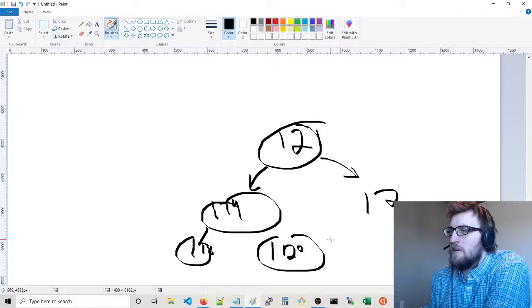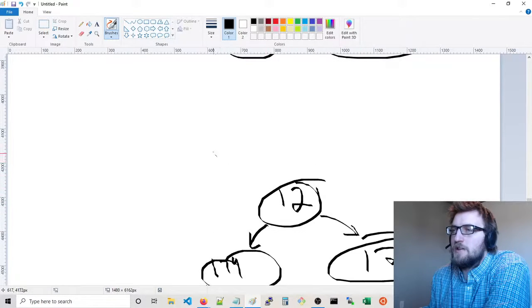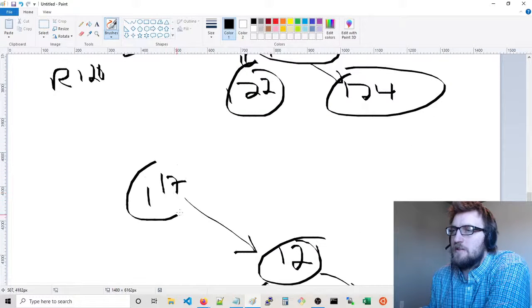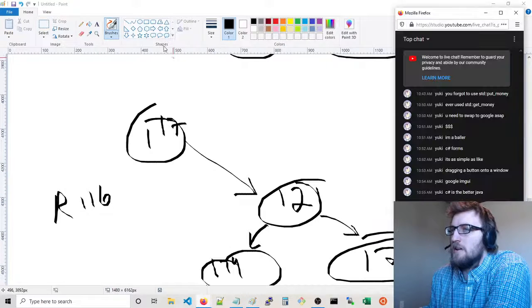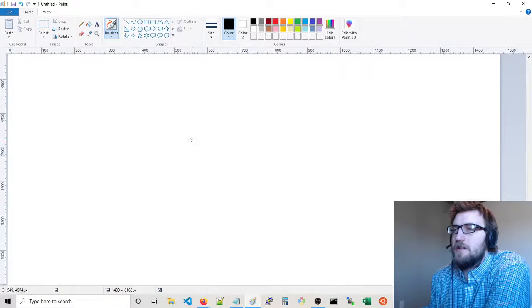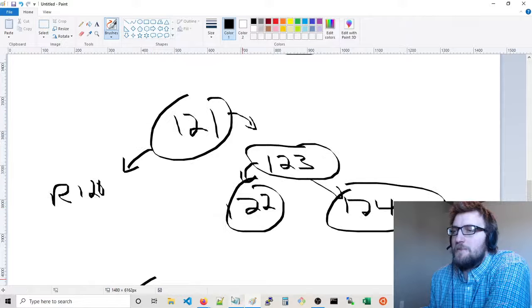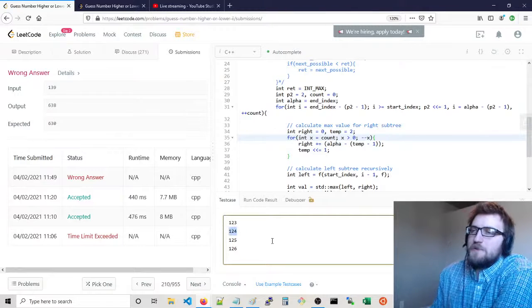124, 122, 123. Right? And then we get 117 and recursion on 116. All right, these are all sort of the optimal possible root values. Now, this seems to work reasonably well up to a point. Why does it fail though? So it fails at 124.